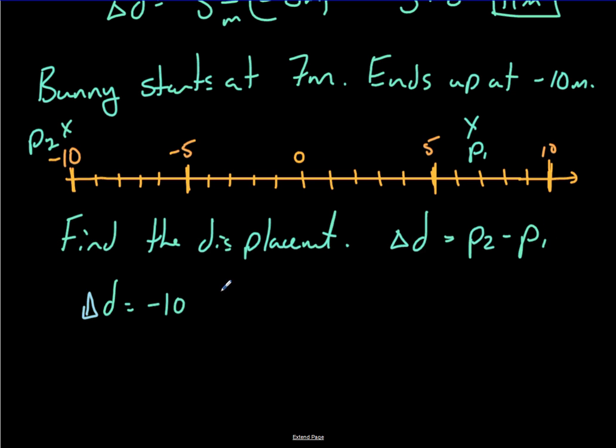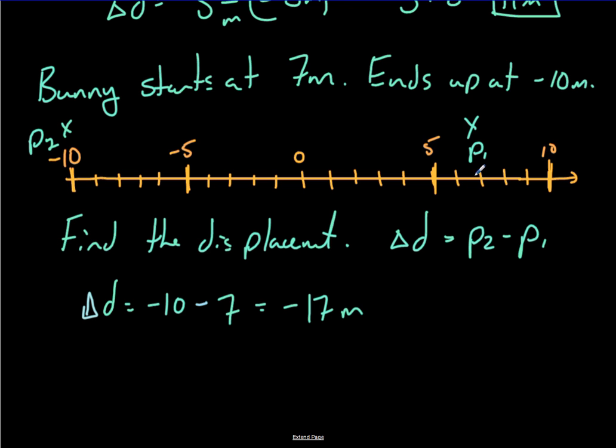Writing this down, something to consider here about displacement is that knowing the displacement itself tells you the difference in position, but it doesn't tell you where that actually happened. For example, if we look here, we have -10 minus 7. Well, -10 minus 7 works out to be -17. So the bunny moved -17 meters.